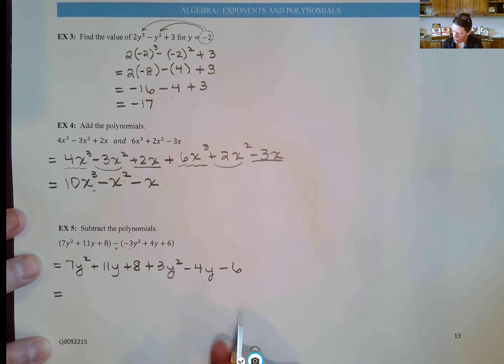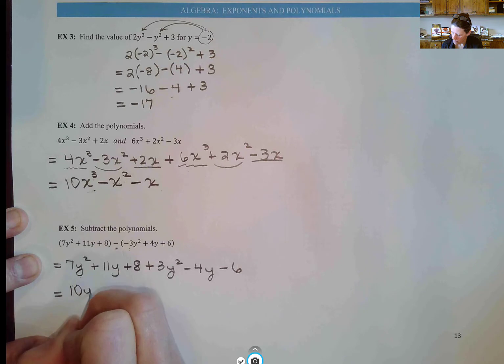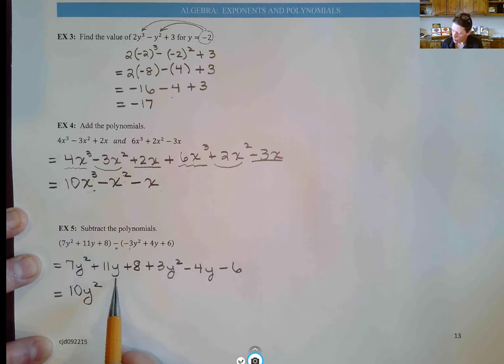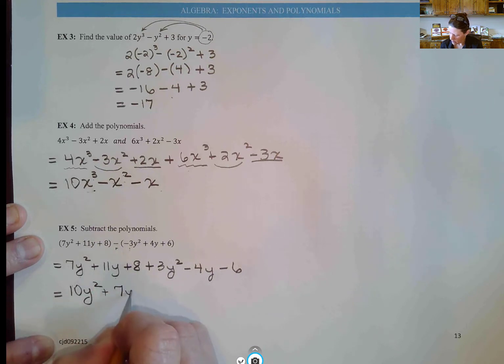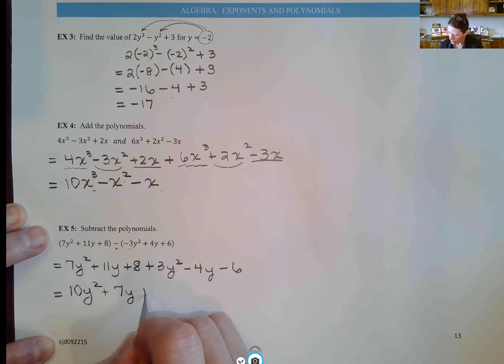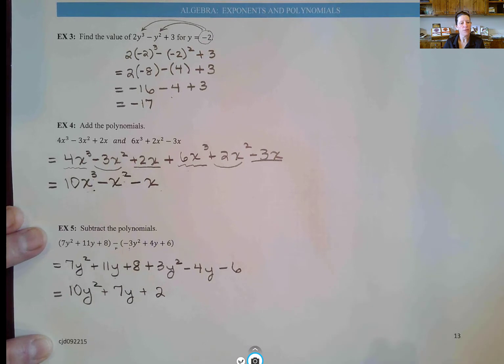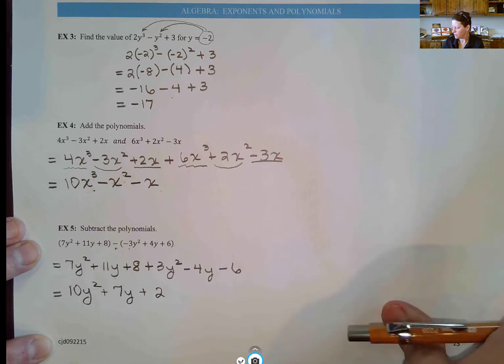7y squared plus 3y squared is 10y squared. 11y minus 4y is 7y. And 8 minus 6 is 2. Stop there. There are no more like terms to combine.